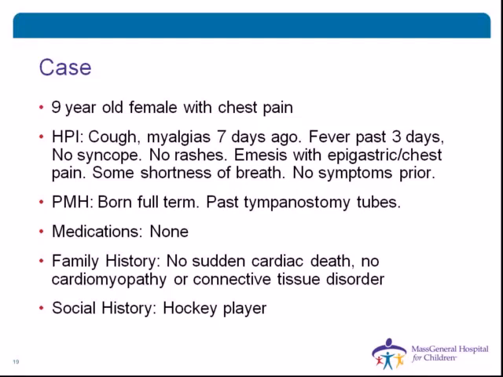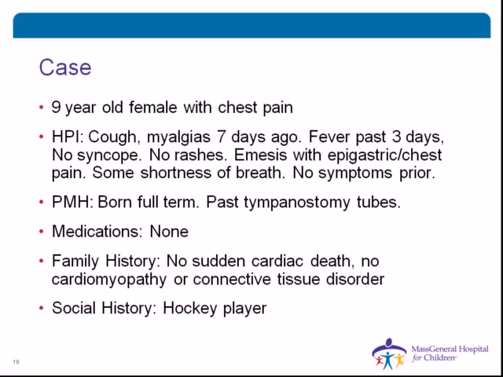We'll review a case of a patient with chest pain. This is a 9-year-old female who presented with chest pain. Her history of present illness is that she presented with cough, myalgia 7 days ago. Fevers past 3 days. There had been no history of syncope or rashes. There had been some emesis with epigastric and chest pain. There was some shortness of breath. No symptoms prior. She's previously healthy.